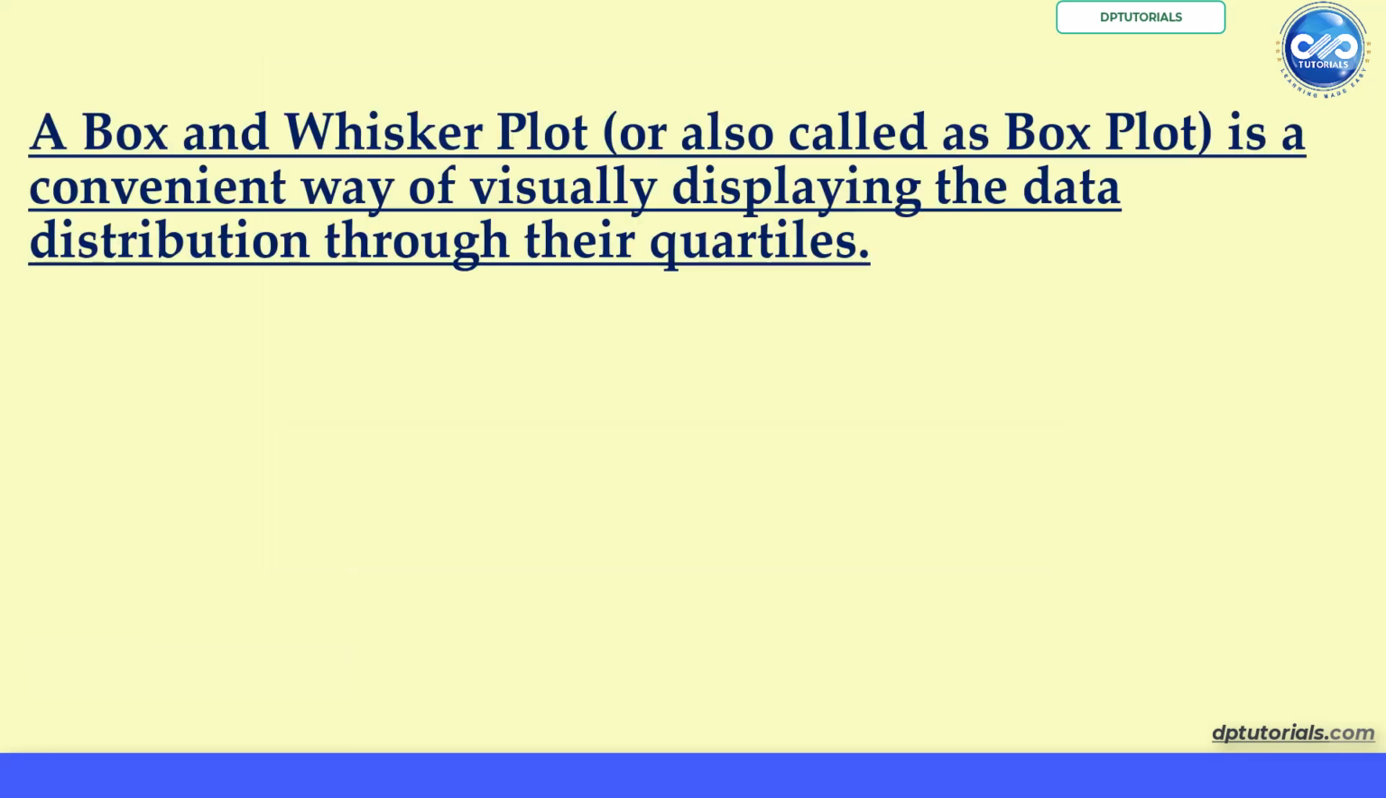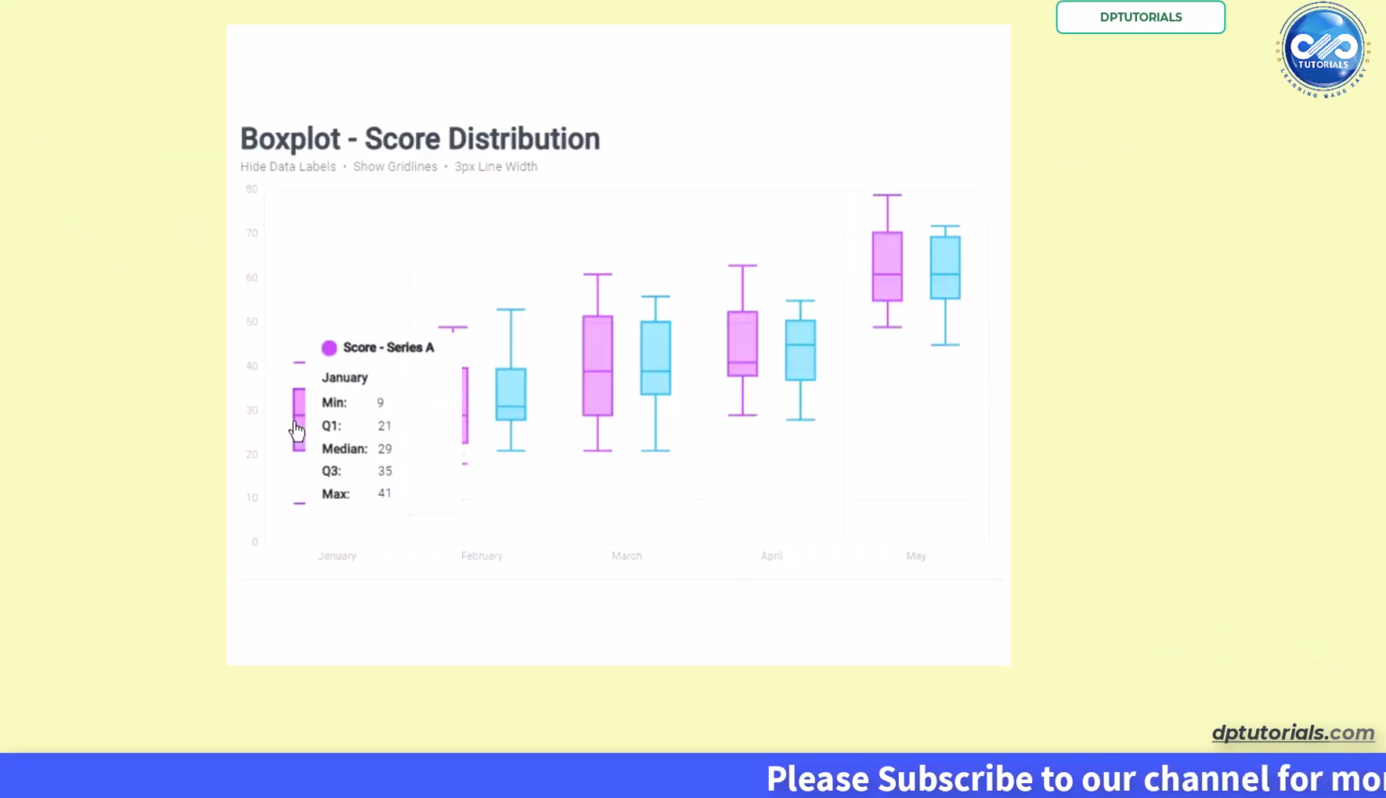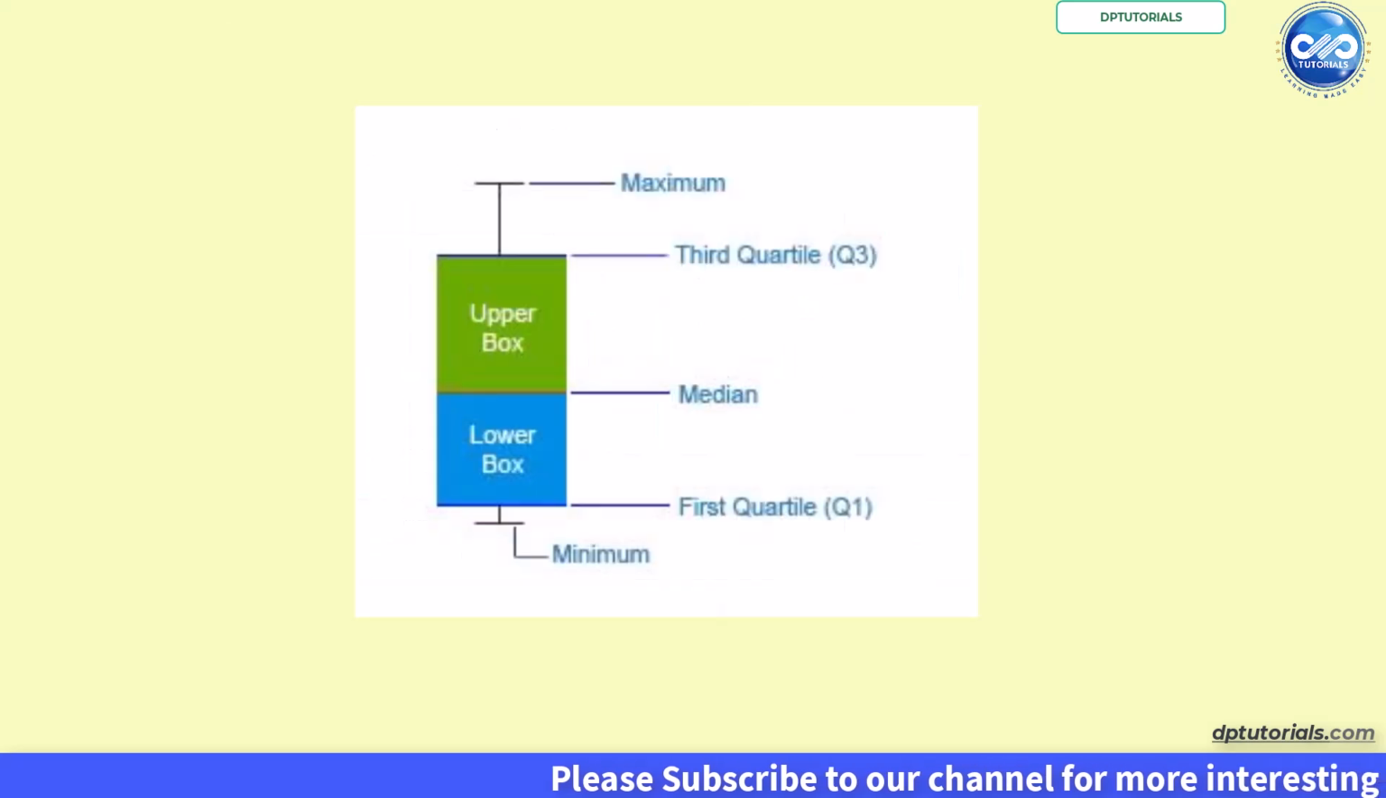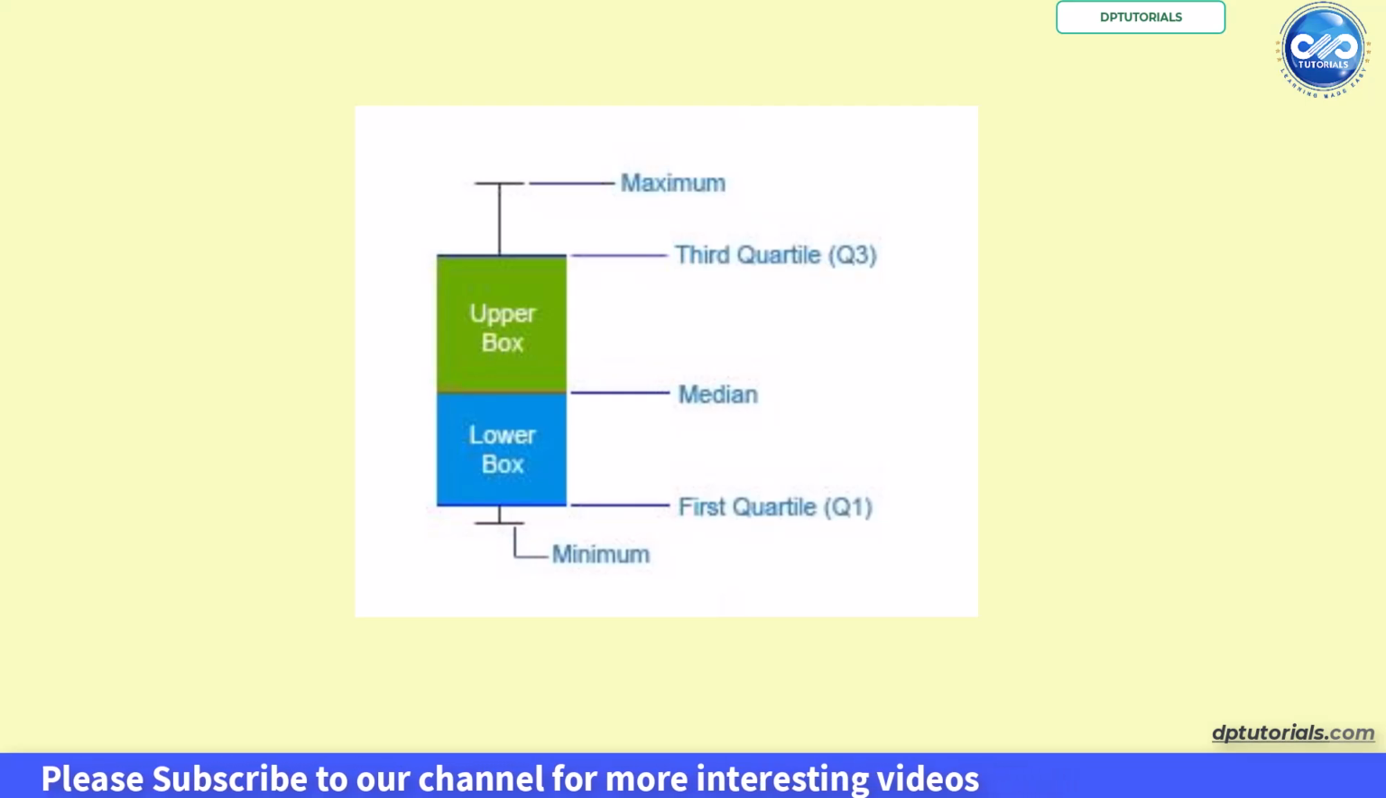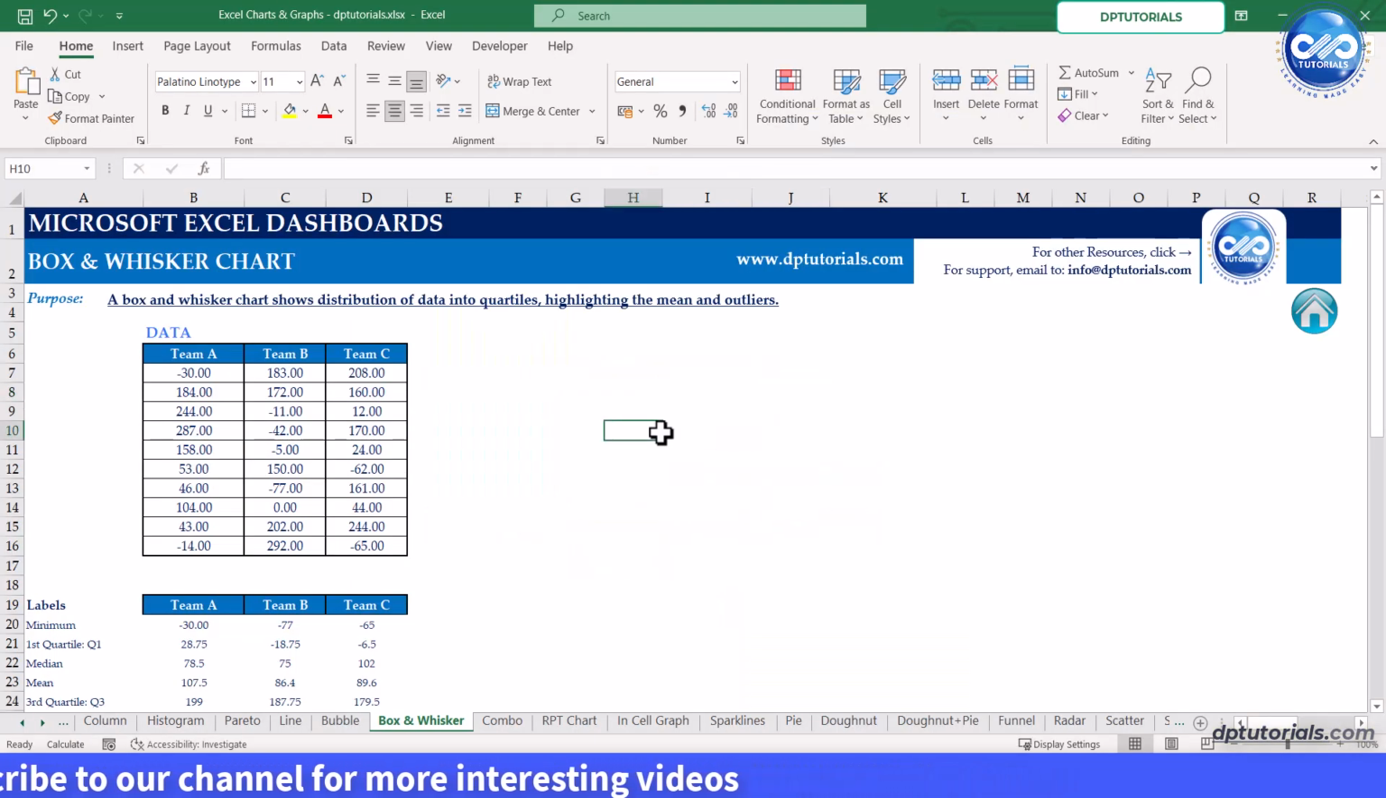Purpose: a Box and Whisker plot, also called a box plot, is a convenient way of visually displaying the data distribution through their quartiles. The lines extending parallel from the boxes are known as the whiskers, which are used to indicate variability outside the upper and lower quartiles. We have the data readings of 3 teams, and let's create a Box and Whisker chart now.